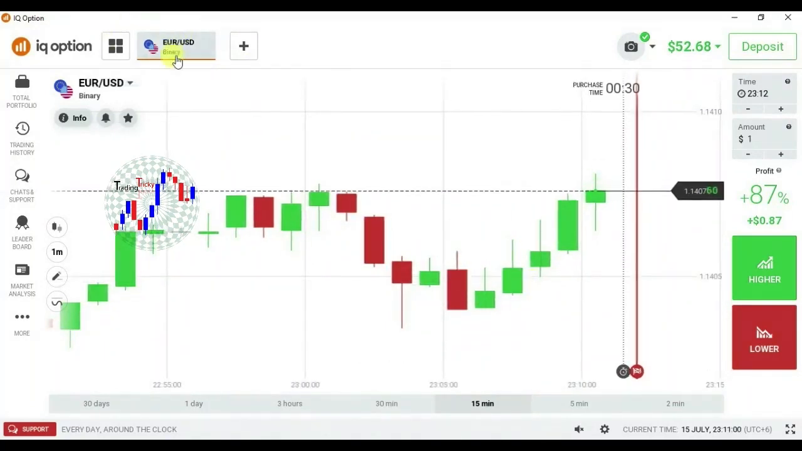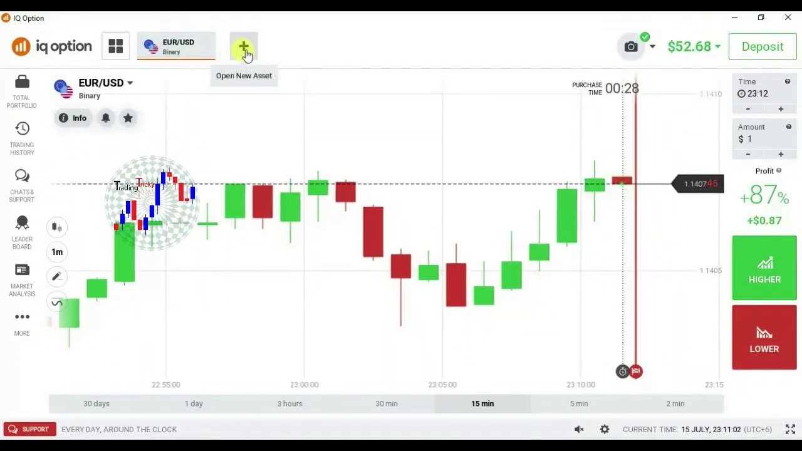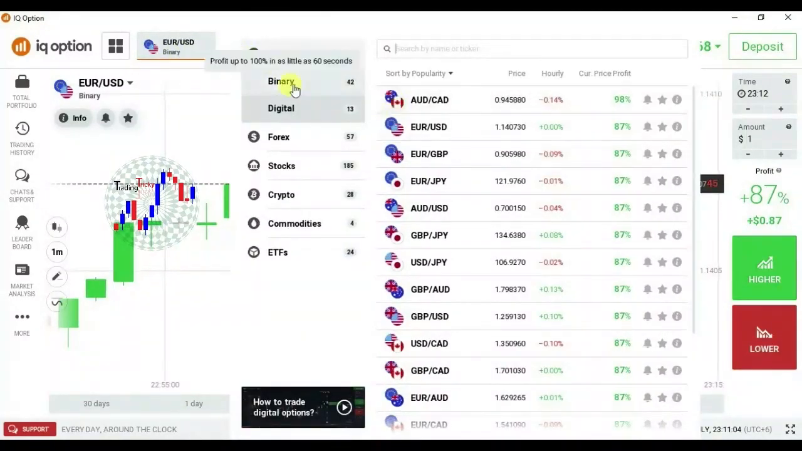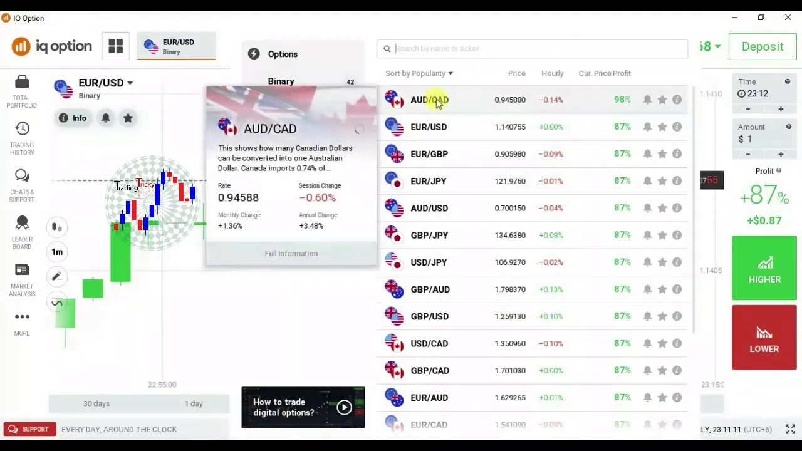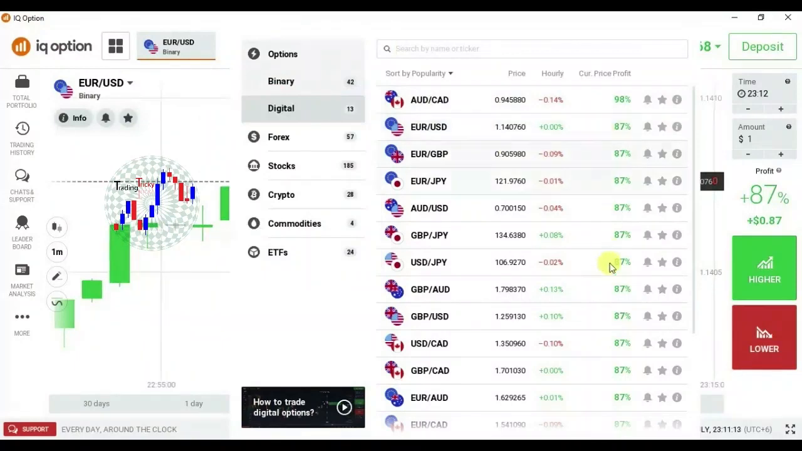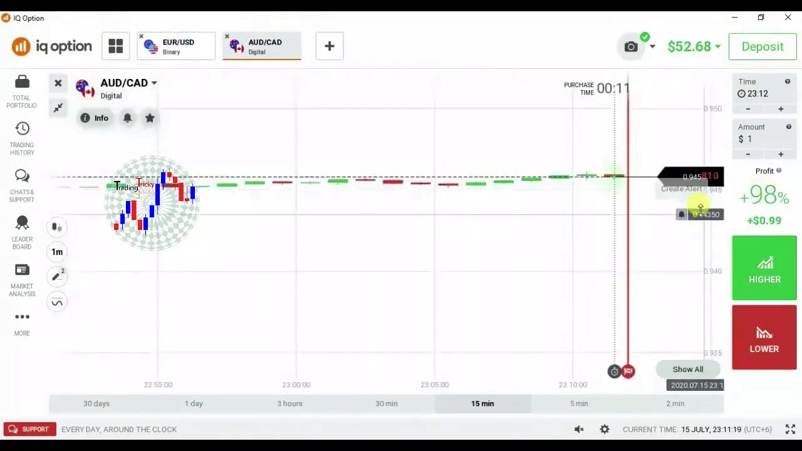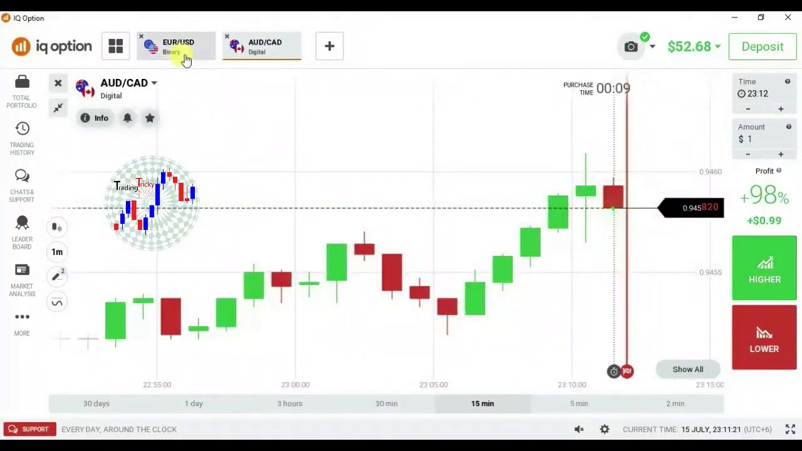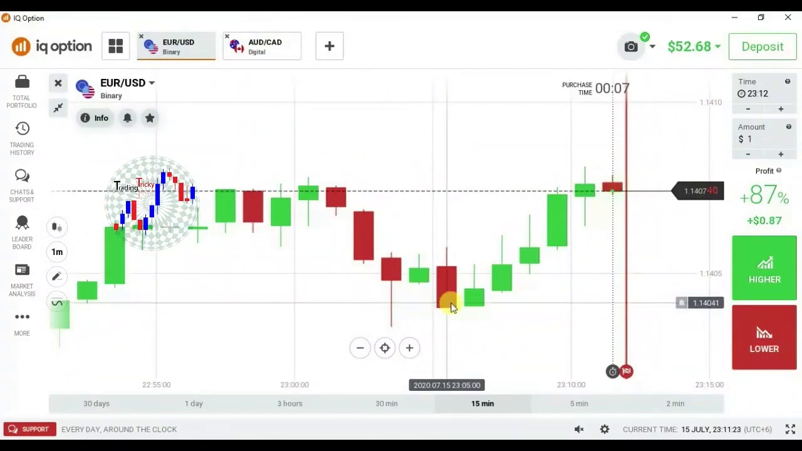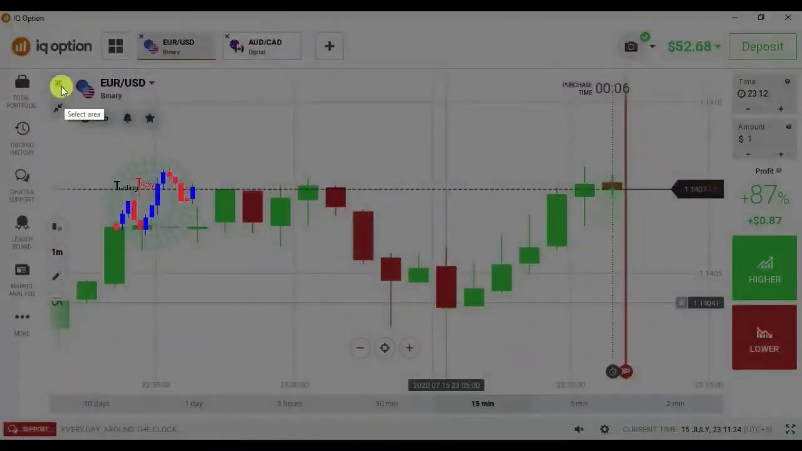You can see this is binary options. By clicking this plus button you can see digital options too. Both have the same pairs, but sometimes the winning percentage is a little different. So let me pick the highest percentage, 98. Let me first explain the binary options.